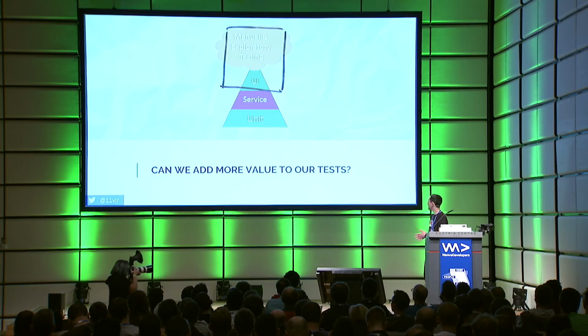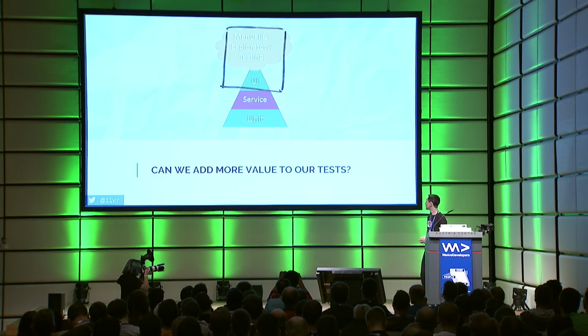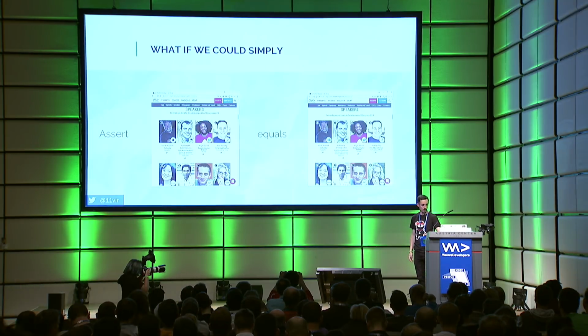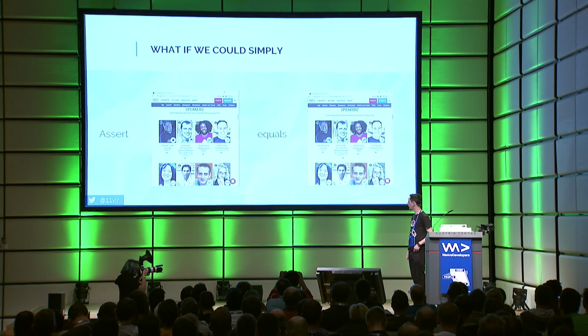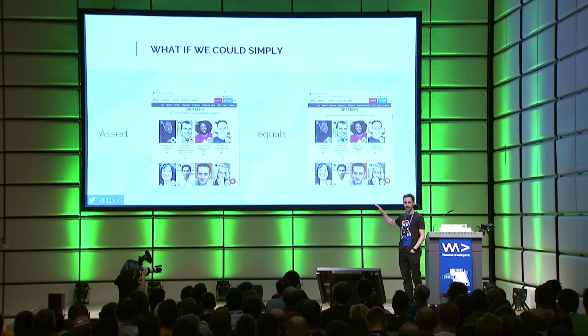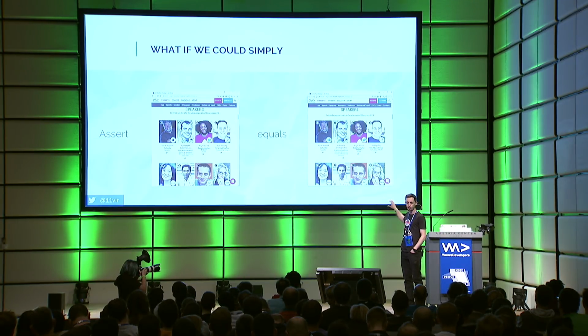So how can we then add more value to the top? So if we look at our UI, manual exploratory testing, what if we could simply say, well, I have this base image on the left, so I know this is how this page should look. And then I want to see if, when I launch my web driver and take a snapshot, whether or not that matches our base image.